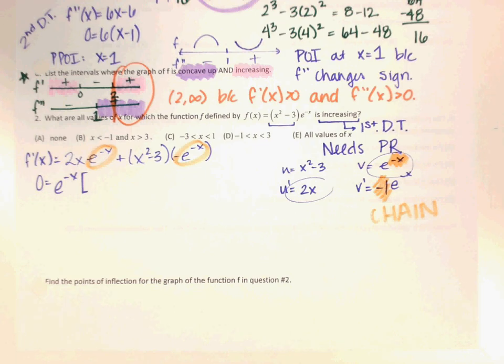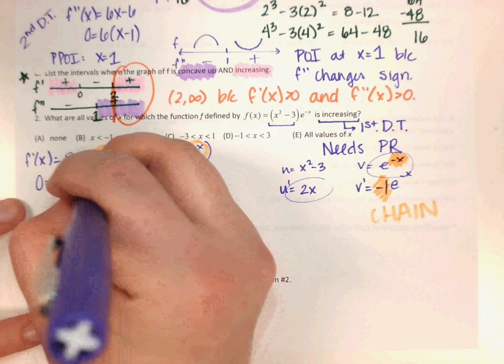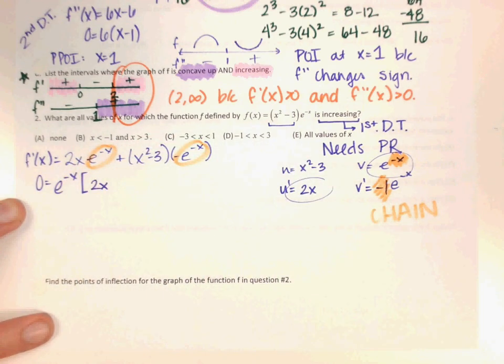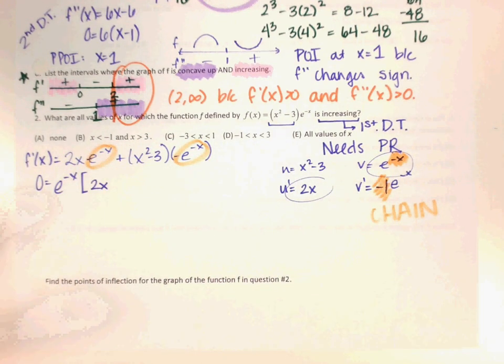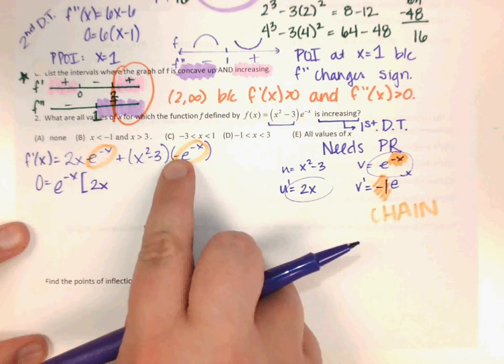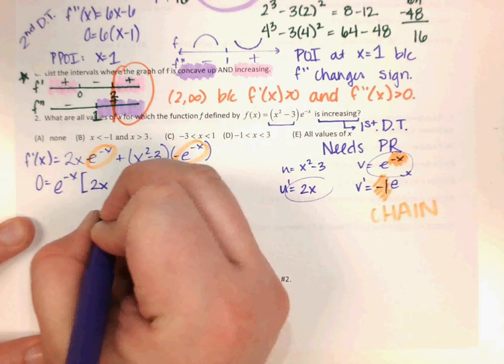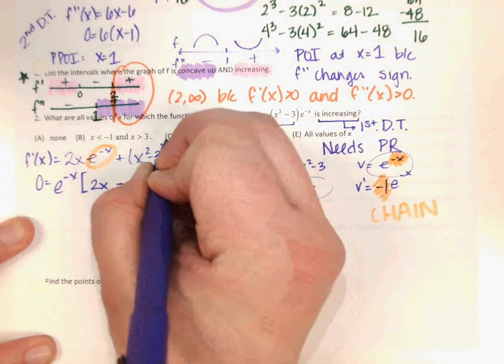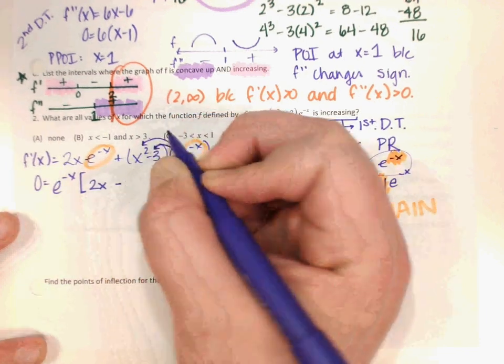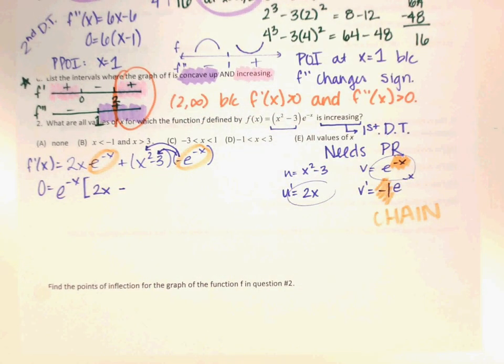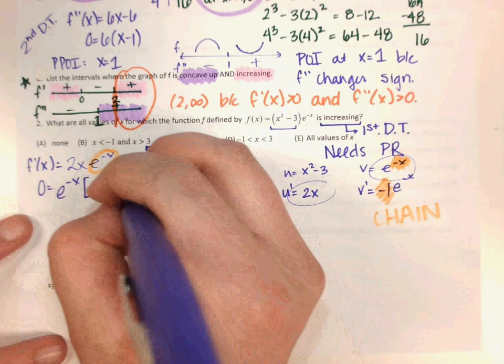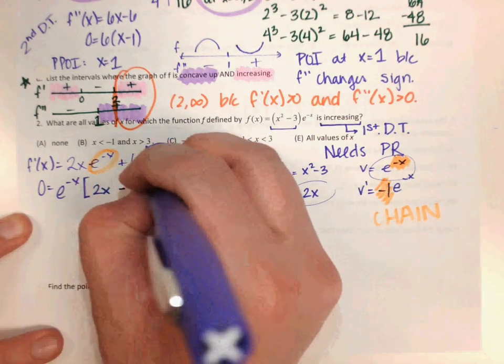Now, from here, what's left over from my first term? 2x. Now, usually I would put a plus, but because I have this leftover negative here, I'm actually going to leave a minus, and then I'm going to go ahead and distribute that into both of these terms. So it'd be a negative x squared and then a plus 3. Are we good with that? So negative x squared and then plus 3.